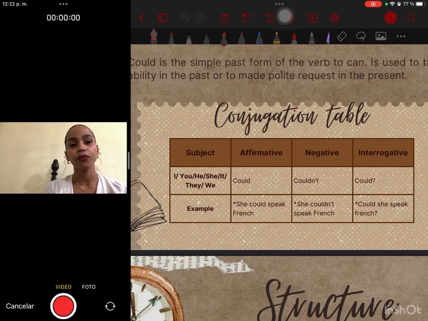For the negative form, couldn't. Example, she couldn't speak French. For the interrogative form it is could. Example, could she speak French?